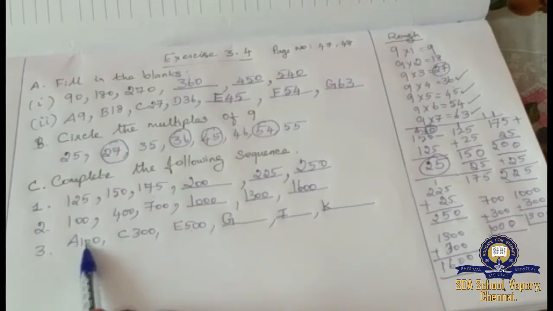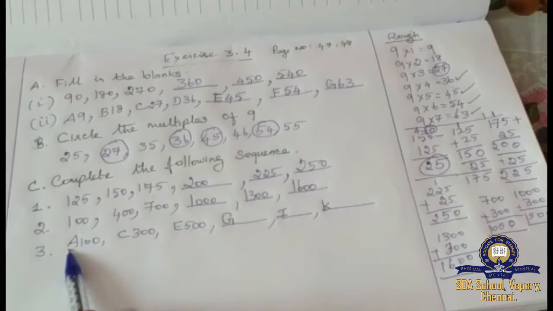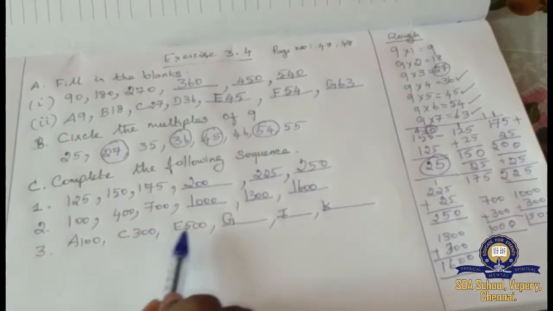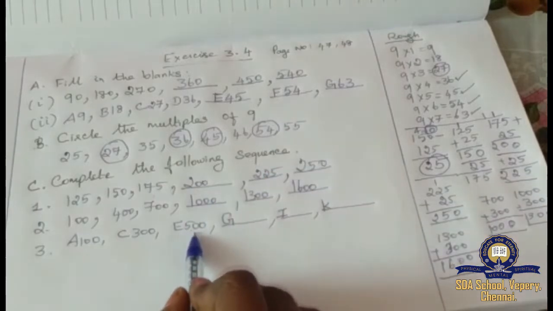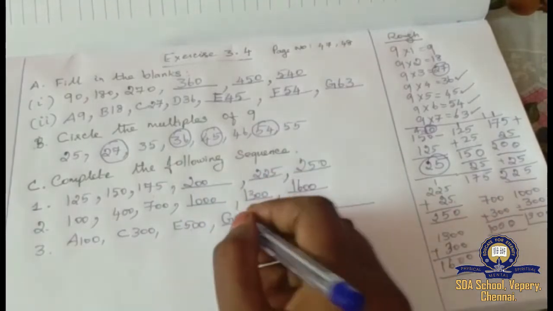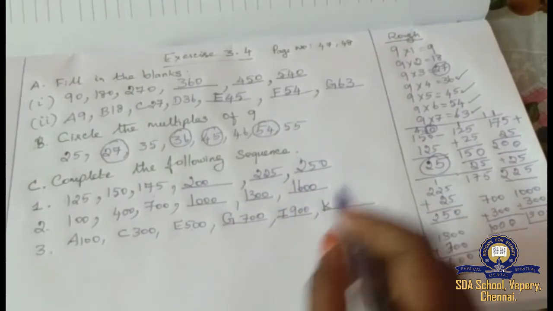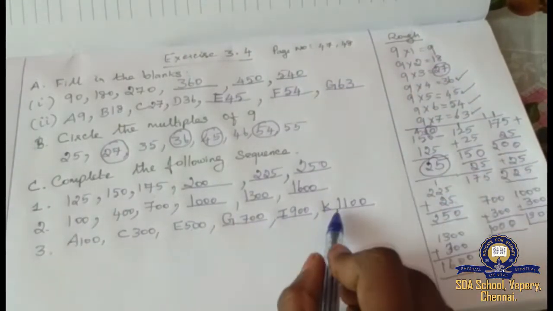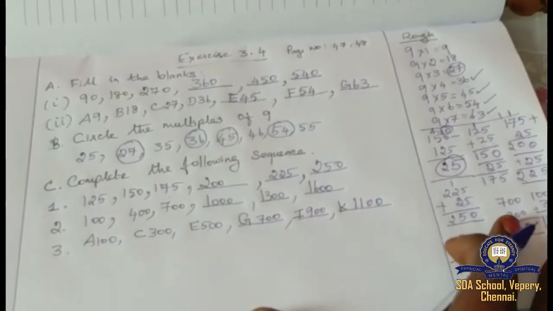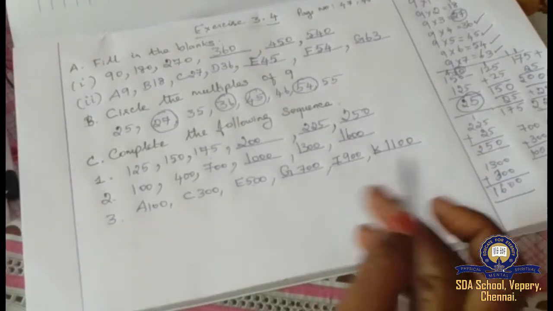Second number is 300. What is the difference? 300. 3 minus 1, 2. So 200 is the difference. You have to add 200 to this. That is, if you add 200 here, what is 5 plus 2? 7. 700. 7 plus 2? 9. 900. 9 plus 2? 11. So 1100. Okay kids. So this way you have to find out the series.